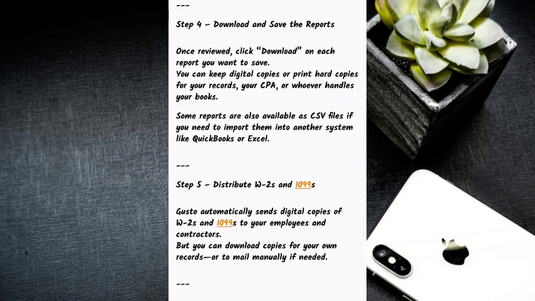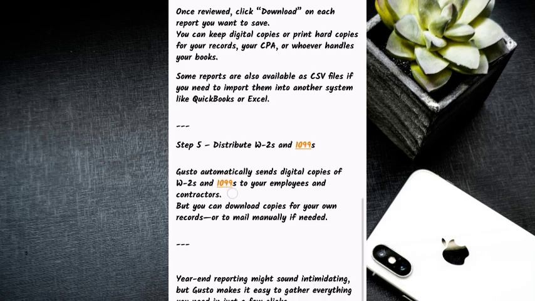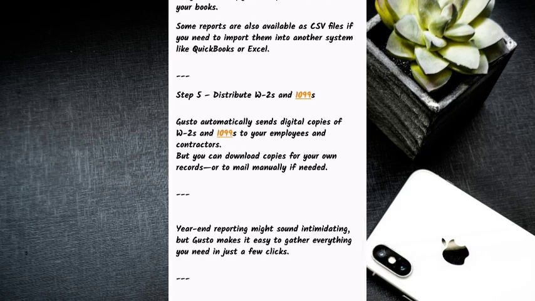Step 5, distribute W-2s and 1099s. Gusto automatically sends digital copies of W-2s and 1099s to your employees and contractors, but you can also download copies for your own records, or mail them manually if needed. Year-end reporting might sound intimidating, but Gusto makes it easy to gather everything you need in just a few clicks.